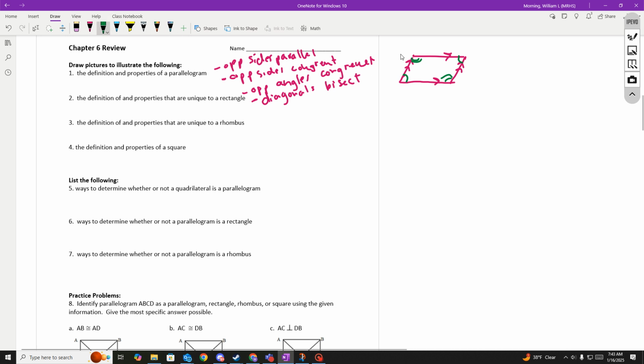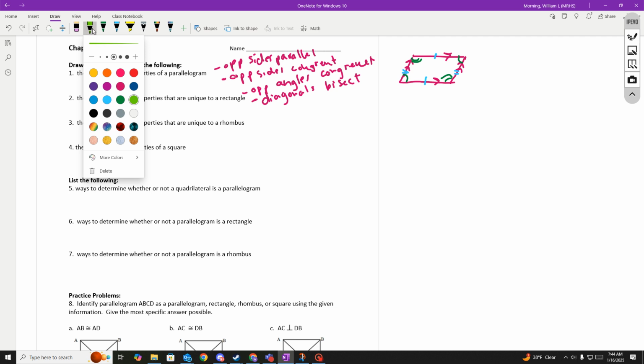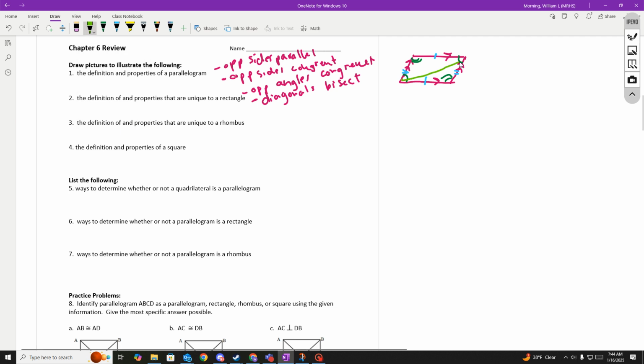You would also use your congruency marks to show that the opposite sides are congruent. So this side and this side, and this side. And then your diagonals as well. So if I draw my diagonals here, so here's one diagonal, here's the other diagonal. They bisect each other. So this diagonal gets cut into two equal pieces. So this side and this side are the same. And then this diagonal also gets cut into two equal pieces. So this side and this side are the same. And that would be all of our properties for the parallelogram.